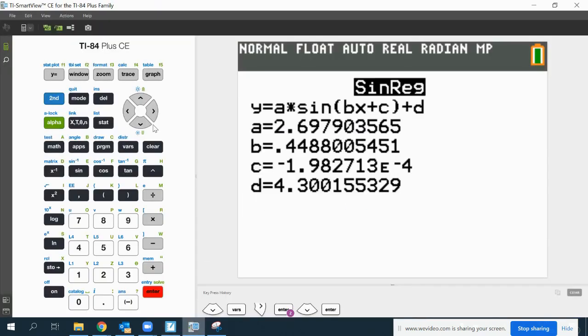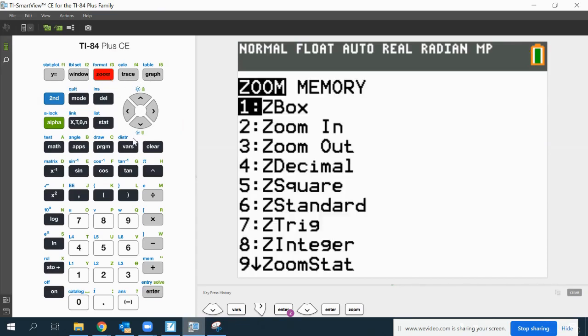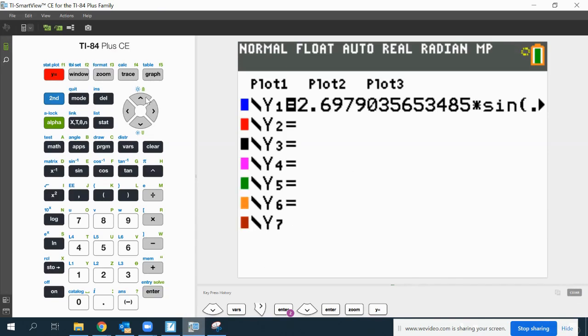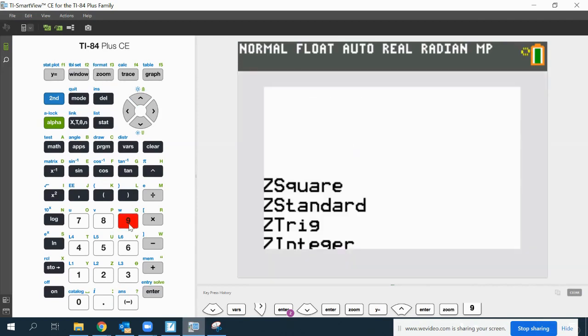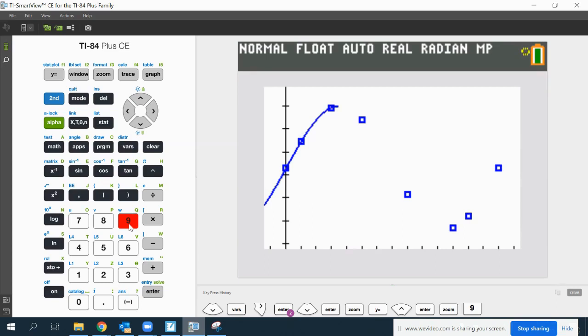And if I wanted to show it on the graph, I would have to turn on my stat plot and then go to zoom stat. And then I can see it, and it lines up pretty well with most of the points.